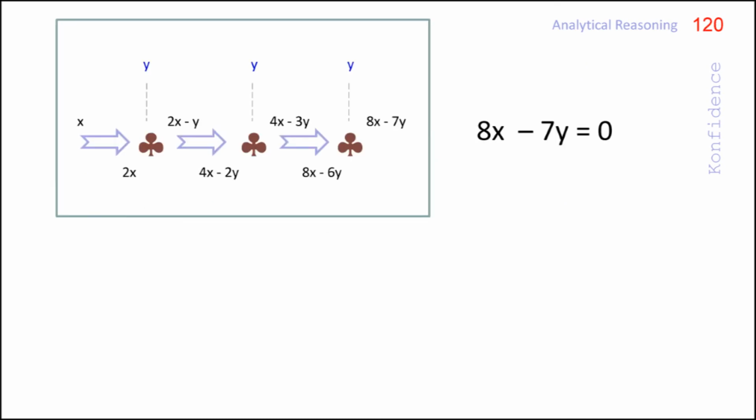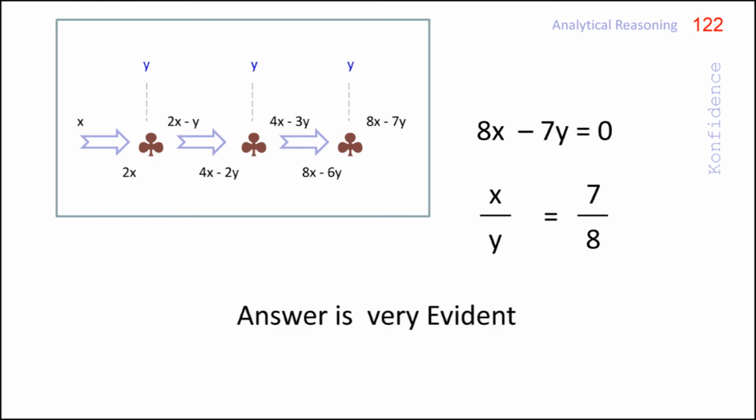From the data, we know that 8x minus 7y equals 0. Therefore, x by y equals 7 by 8. What is x? x is the number of flowers that Ram started with. What is y? y is the number of flowers that Ram put at each idol. Now, the answers become very evident from this result.